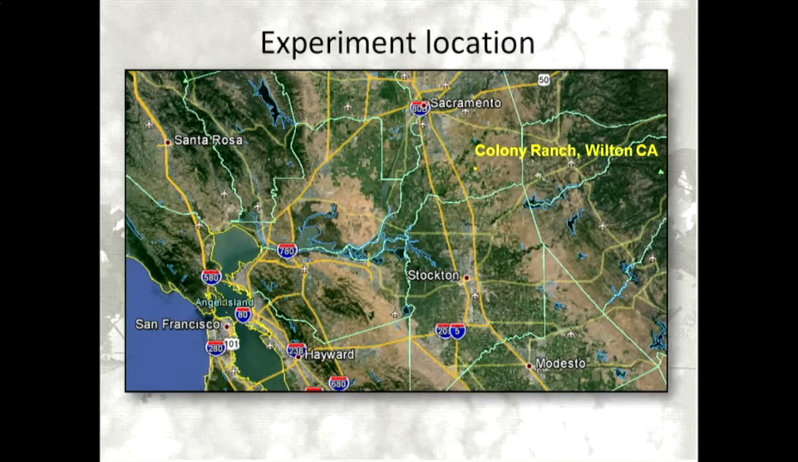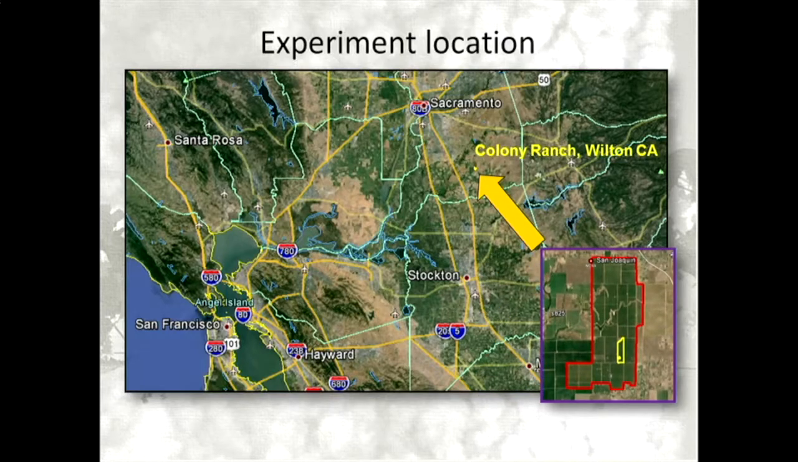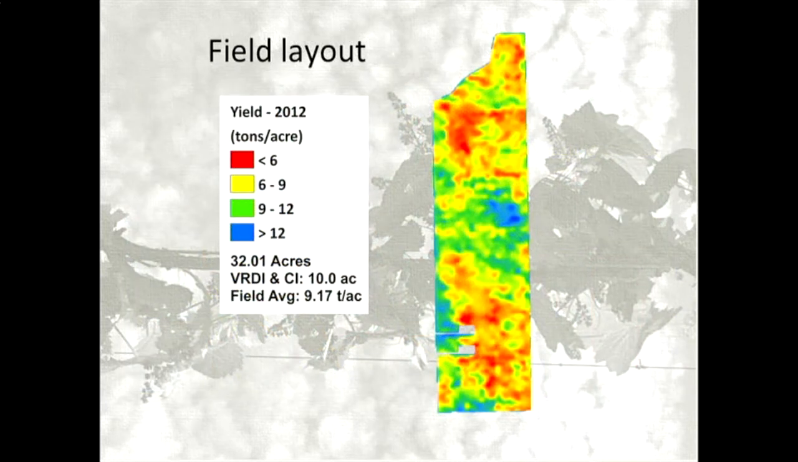So as I said, we're not too far away here. This system was at Colony Ranch, just north of Lodi, south of Sacramento. Nice, pretty picture. And this is one of the yield maps, the yield map from this year. This is 2012 yield. And you can see that there are areas of significant variability in terms of yield.